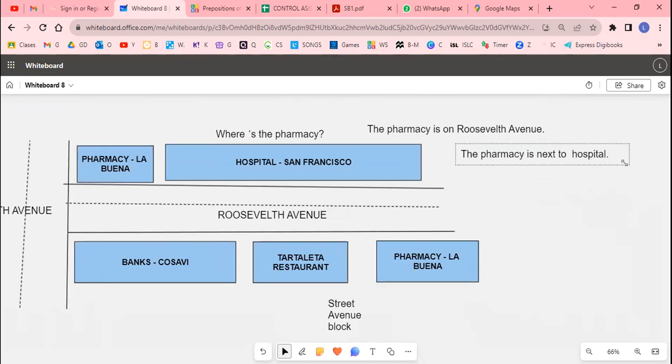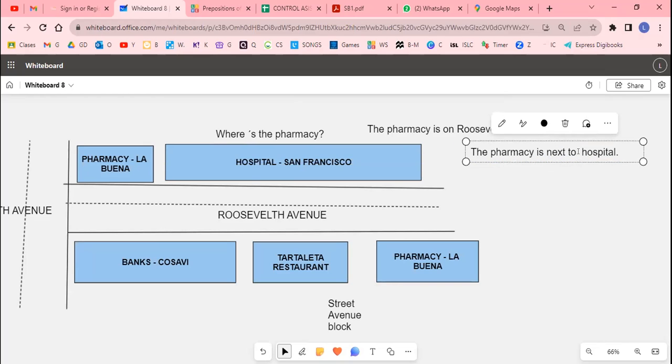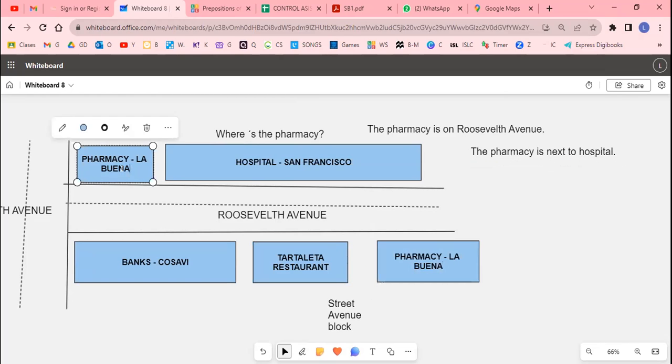Ahora bien. Cabe recalcar, como les decía al inicio, no seamos así como que exactos, cuadrados, que no. Porque recuerden que nosotros como salvadoreños, por ejemplo, yo le digo, a mí no me gusta dar dirección, ni en inglés ni en español, porque yo siempre digo un lugar, y me dicen, pero, por ejemplo, si se fija, hay dos farmacias, La Buena. Entonces yo le digo, a la par de la farmacia La Buena, pero ¿cuál me dice?